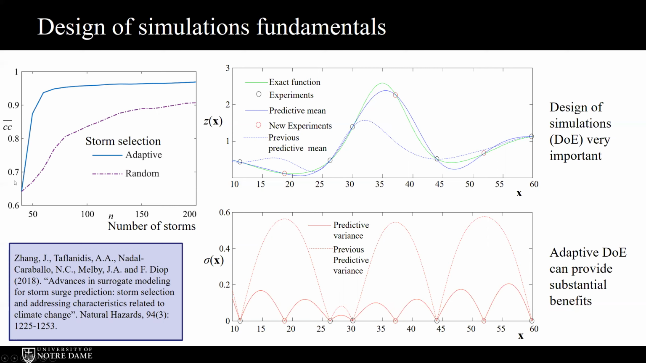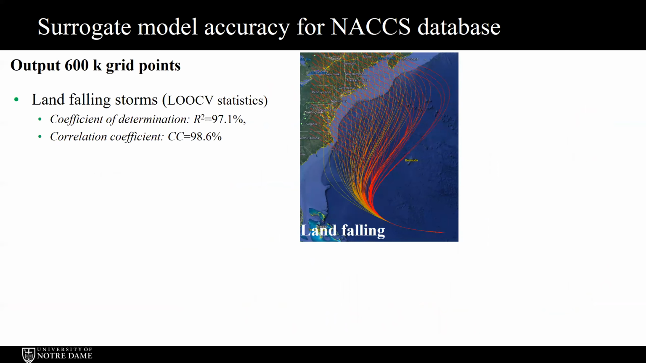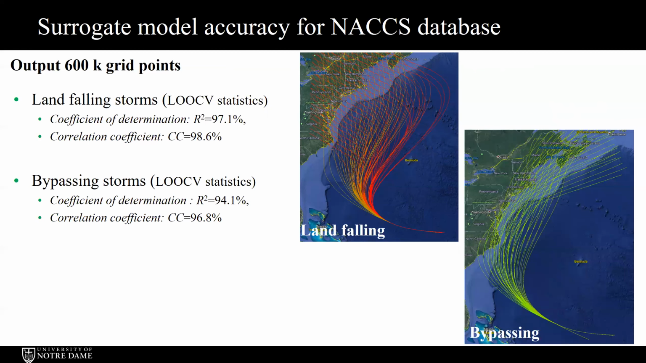In the storm simulation setting, this is an example from one of our recent papers. You can see here the correlation coefficient, a measure of the accuracy, as the number of the storms in the database increases. And if you do an adaptive selection of these storms, it gives you significant advantages as opposed to randomly selecting what storm to simulate next. And for the North Atlantic Comprehensive Coastal Study database, we have separate surrogate models for the landfalling and the bypassing events. And you can see that generally, we get a pretty high correlation coefficient, over 98 for the landfalling and over 96 for the bypassing.